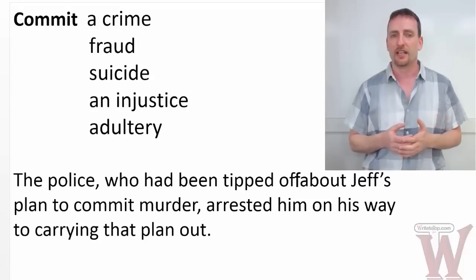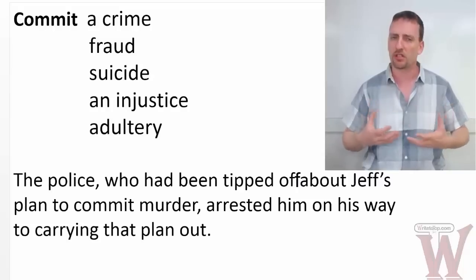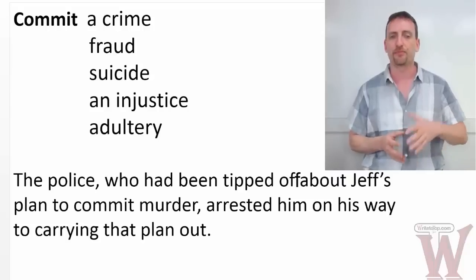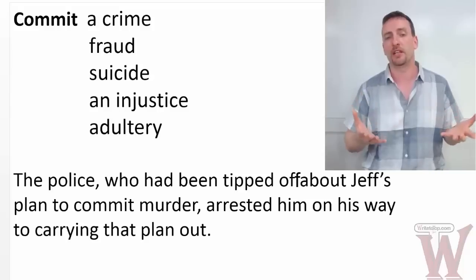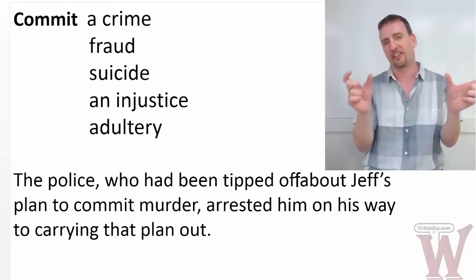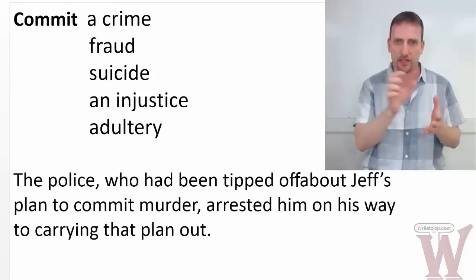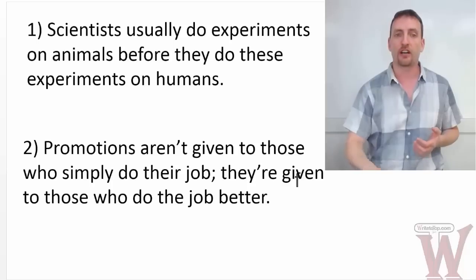Commit an injustice. So when you commit an injustice, basically you're either breaking the law or you're just doing something bad, morally, ethically bad, and against someone else, and it's an injustice, and you committed an injustice. Commit adultery. If you're a married person and you sleep with someone else, then you are committing adultery. Okay. The police, who had been tipped off about Jeff's plan to commit murder, arrested him on his way to carrying that plan out. Notice carry out, I can split up. I could have said to carrying out that plan. Both okay, split together, all good. Commit, carry out, okay?